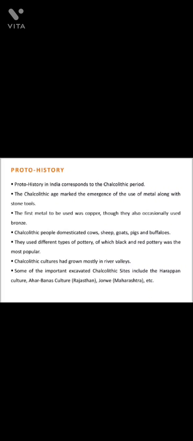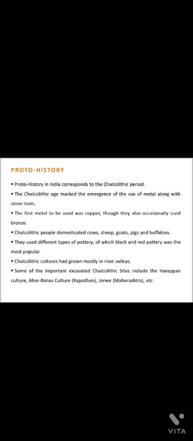Well, what is the Chalcolithic period then? The Chalcolithic period, as we had already described, is the period when men used both metal and stone tools. In the Chalcolithic period, people domesticated different animals, and the use of pottery was seen extensively. So, this pottery in the Indian subcontinent was mostly black and red pottery. Now, these Chalcolithic cultures had mostly grown in the river valleys.